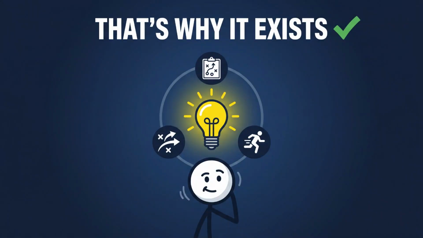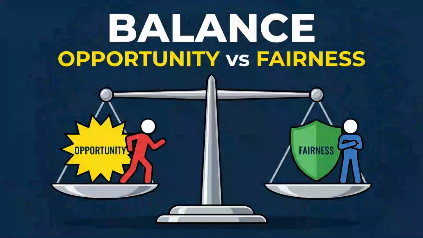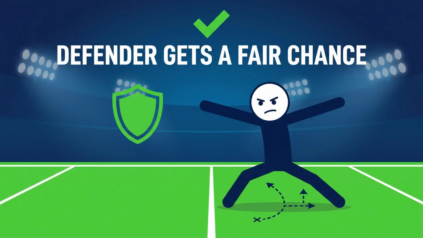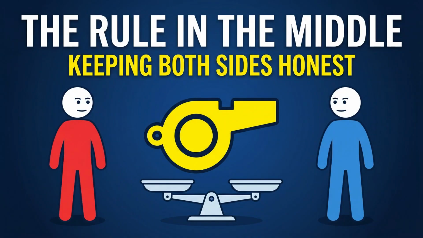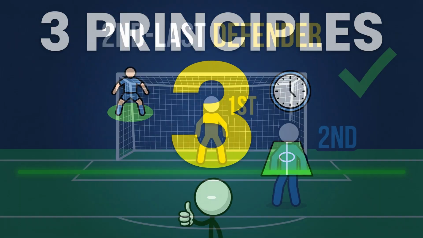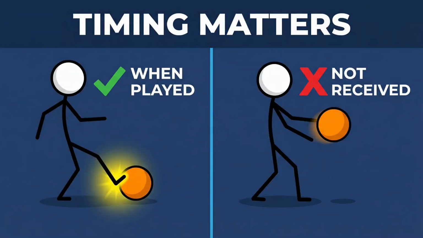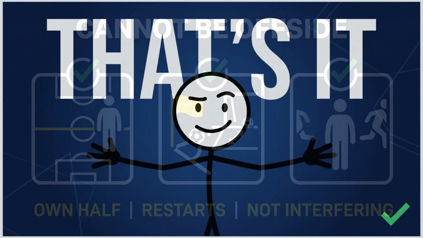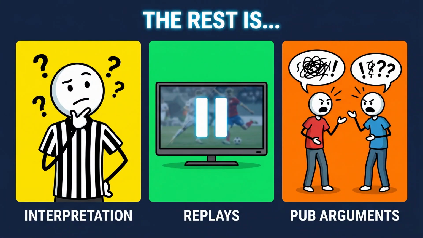That's why it exists, and that's why it's so complicated, because football is trying to balance opportunity with fairness. The attacker gets to make runs, the defender gets a fair chance to defend. The rule sits in the middle, trying to keep both sides honest. 3 principles. Second-to-last defender, when the ball is played, not received, cannot be offside in your own half, from restarts, or without interfering. That's it. The rest is just interpretation, slow-motion replays, and arguments in the pub.